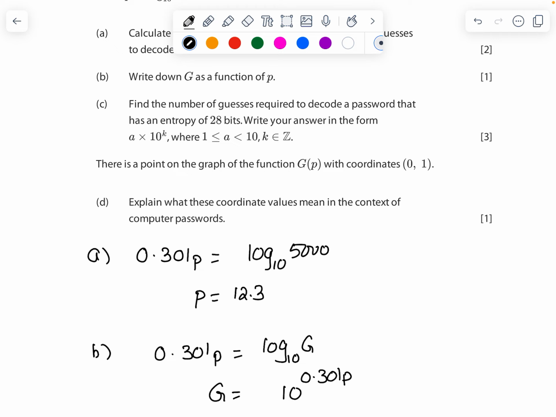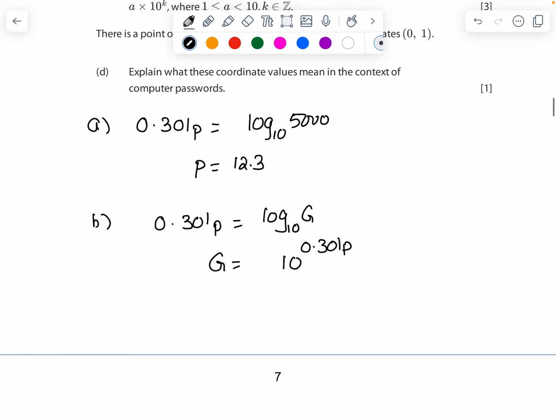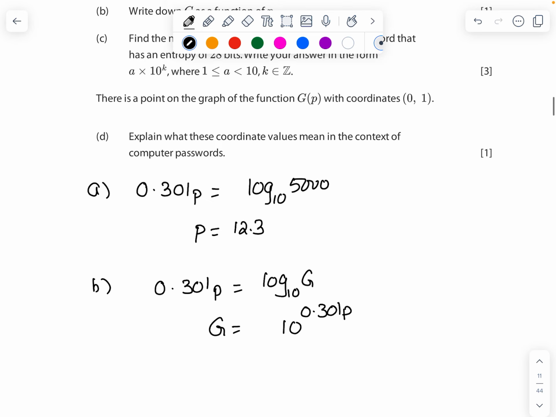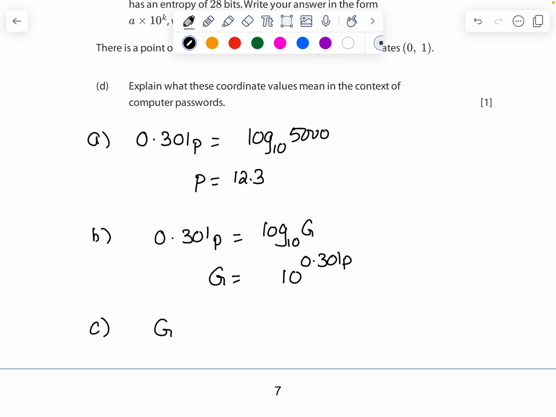Find the number of guesses required to decode a password that has 28 bits. So it has how many bits? 28 bits. So what am I going to do? That is part C. So g equals 10 to the power of 0.301 times 28, which is going to be 2.68 times 10 to the power of 8. This entire thing is done just using the GDC.